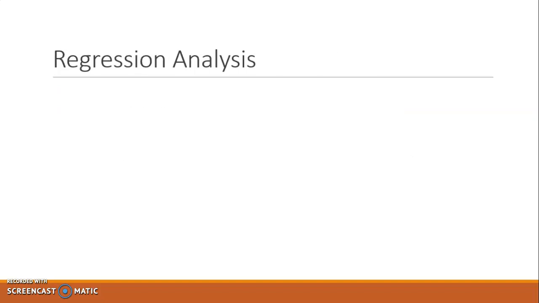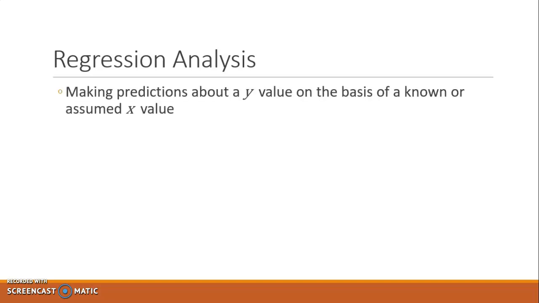What does regression do? What is regression? What regression allows us to do is to make predictions. And quite frankly, a lot of science is about the ability to make predictions. If we have this, then it means we're going to have that. And in this case, for instance, we can make predictions about a y value on the basis of a known or unknown x value. Okay?